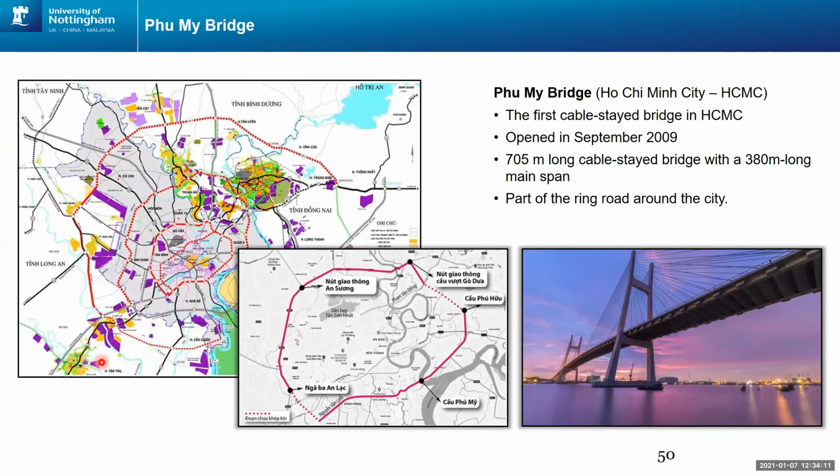Now, this is a map of the environs of Ho Chi Minh City. The Phu My Bridge is a cable-stayed bridge. The main crossing is 705 meters long with a 380-meter long main span. It's about 11 years old, and it's part of the ring road around Ho Chi Minh City. And it's located here, crossing the Saigon River.